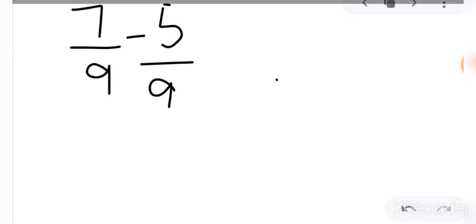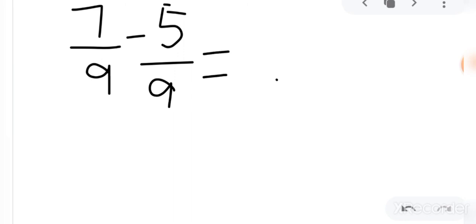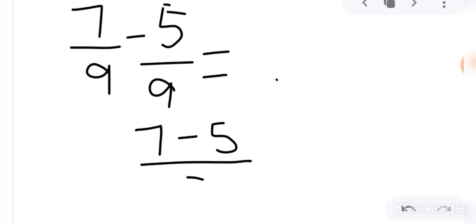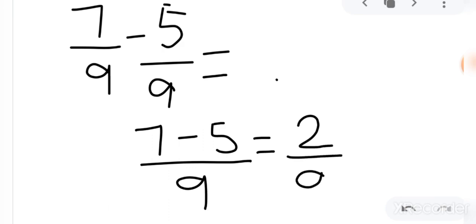Let us take one more example. We will solve 7 by 9 minus 5 by 9. This is our another example. 7 by 9 minus 5 by 9. So how to solve it? Let us solve it. What we will do, we will firstly subtract the numerators. 7 minus 5 upon 9, we will write 9 as a common denominator, because in both the fractions 9 is written. So we will take it as common. So 7 minus 5 is 2, and 2 upon 9. So this will be the answer. Understood, everyone?